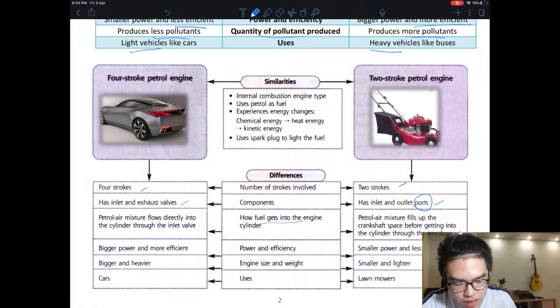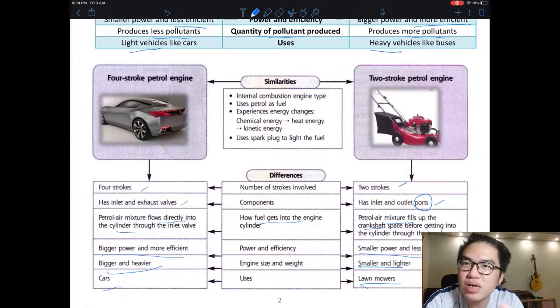How does fuel get into the engine? It flows into the cylinder. This one flows into the crankshaft space, which is not important. This has bigger power and is more efficient. This has smaller power and is less efficient, so we use it in a lawnmower. Bigger, heavier; smaller, lighter. Cars and lawnmower. Don't say scrambler, your teacher doesn't know what a scrambler is.